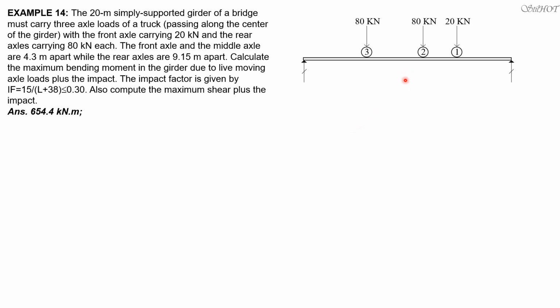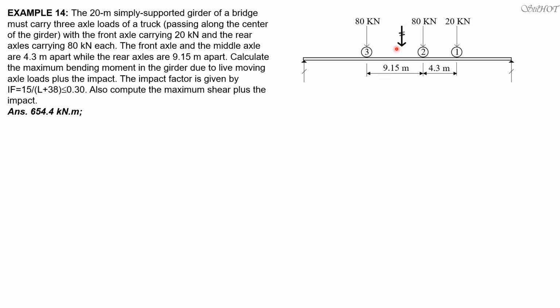So there is a possibility that the maximum moment occurs under the 80 kilonewton load. We have two heavier loads, but they are equal. But because the 20 kilonewton load is close to the middle load, we suspect that the maximum moment occurs under the 80 kilonewton load, which is load 2, if we arrange the loads so that it is closer to the center of the beam. So that's 4.3, the other one is 9.15.